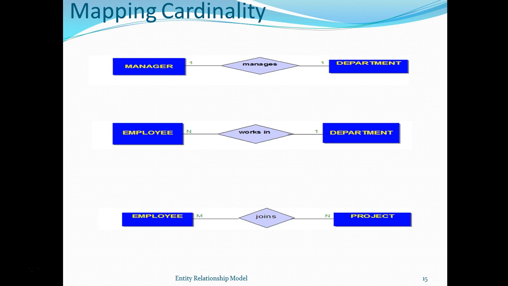In the third cardinality, you can see employee joins the project. That means this is m is to n cardinality. Any number of employees can work for n projects, or n projects can have m employees. One employee can work for multiple projects, and in one project there will be multiple employees. So it is very important to understand how the relationship is associated between the two entities. This can be understood by cardinality.